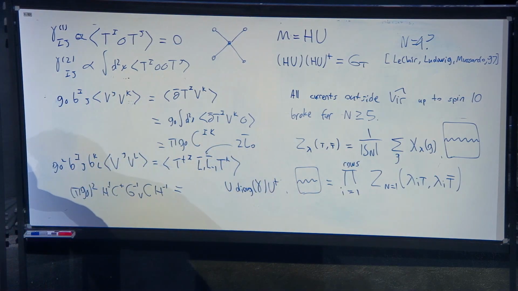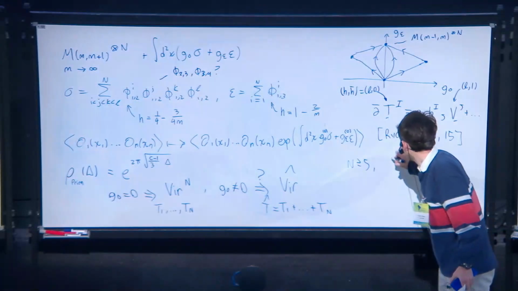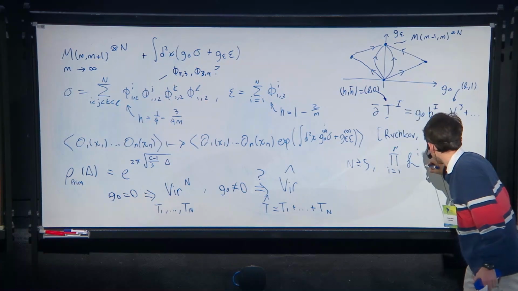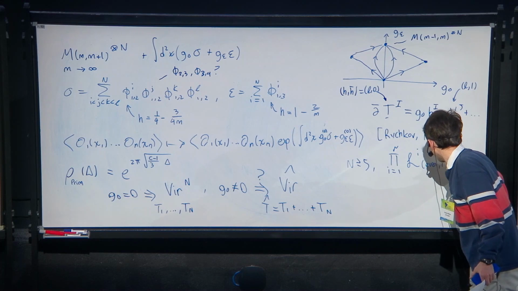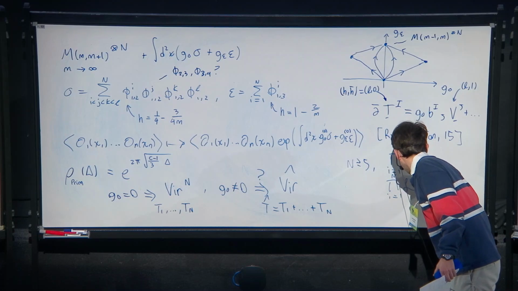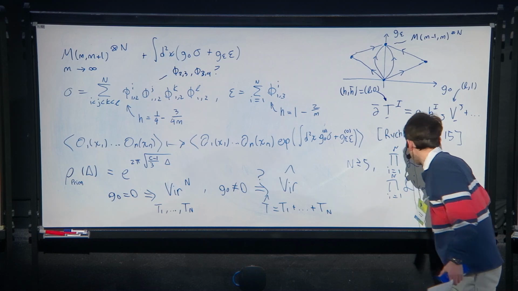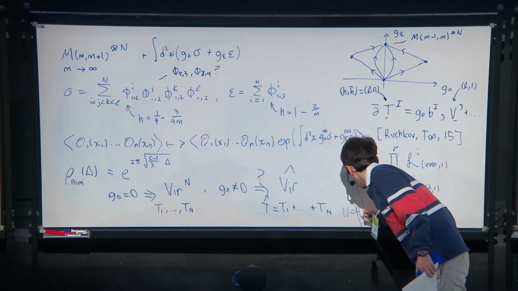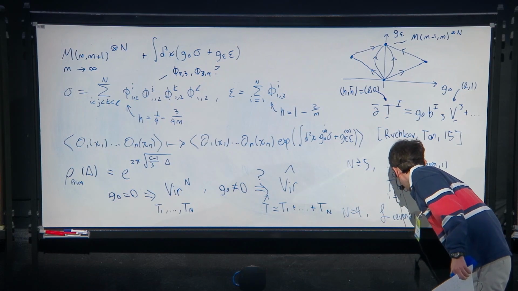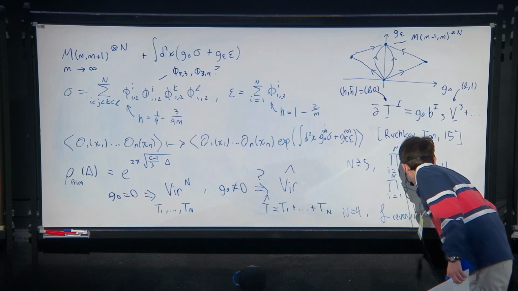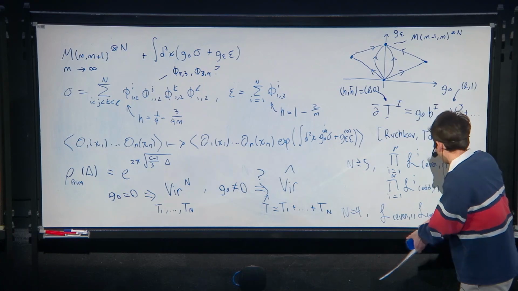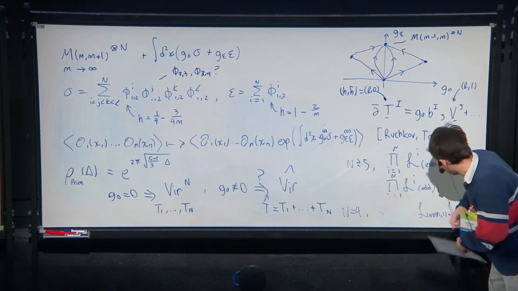So for n greater than or equal to 5, what you have to do is take a product of Verlinde lines where the second index is 1 and the first index is either all even or all odd. But for n equals 4, there's one more thing you can do. You can have 2 even and 2 odd. Like that.